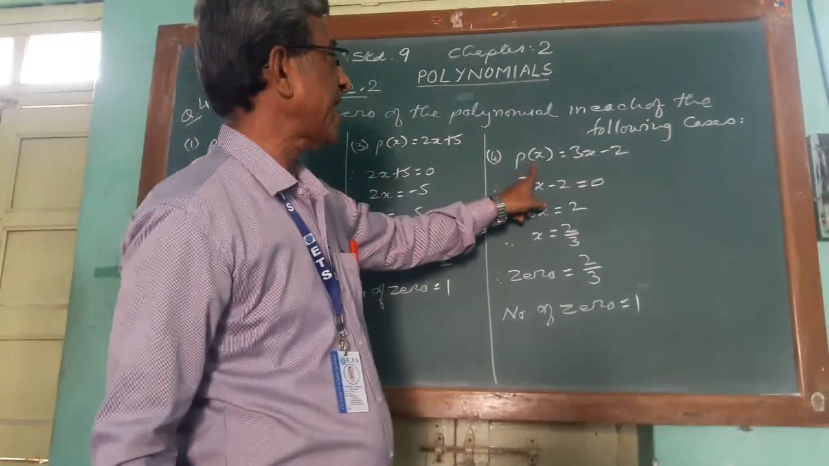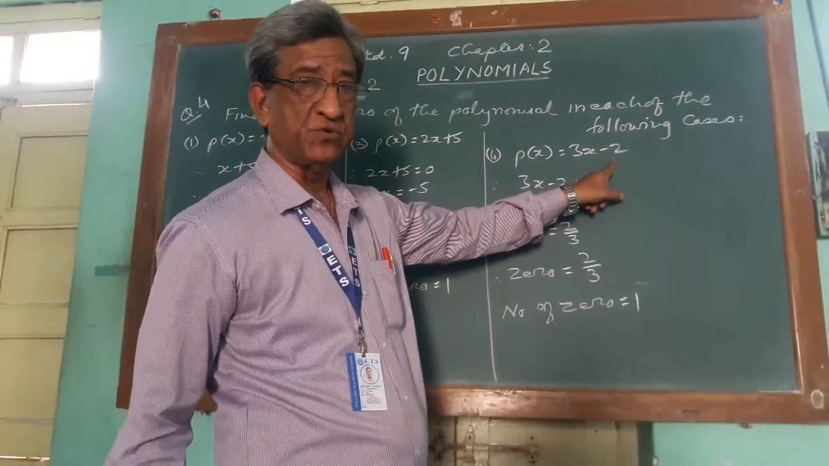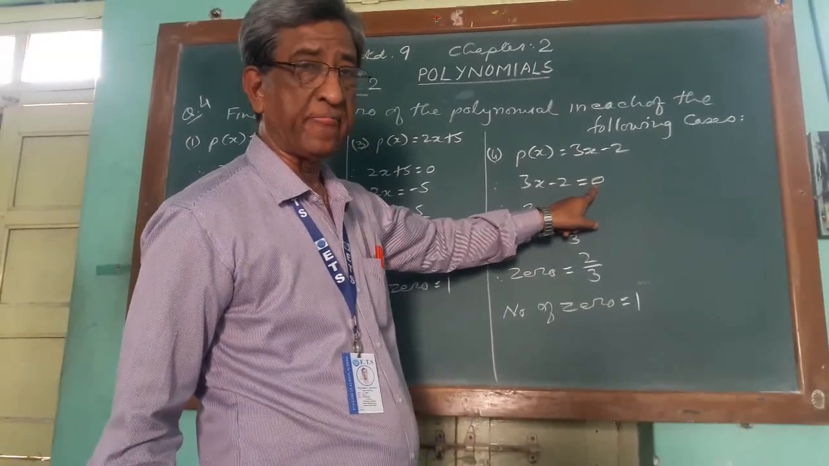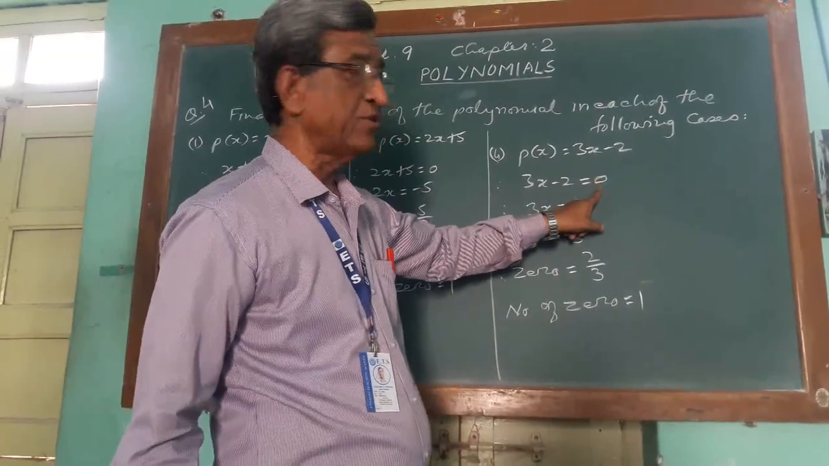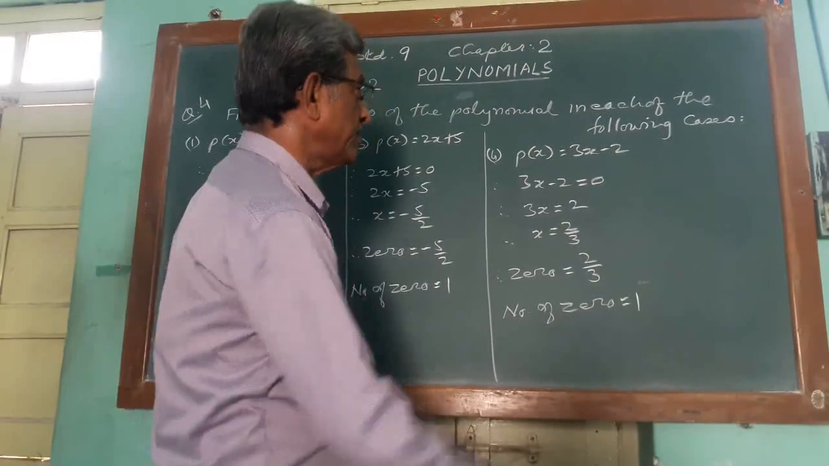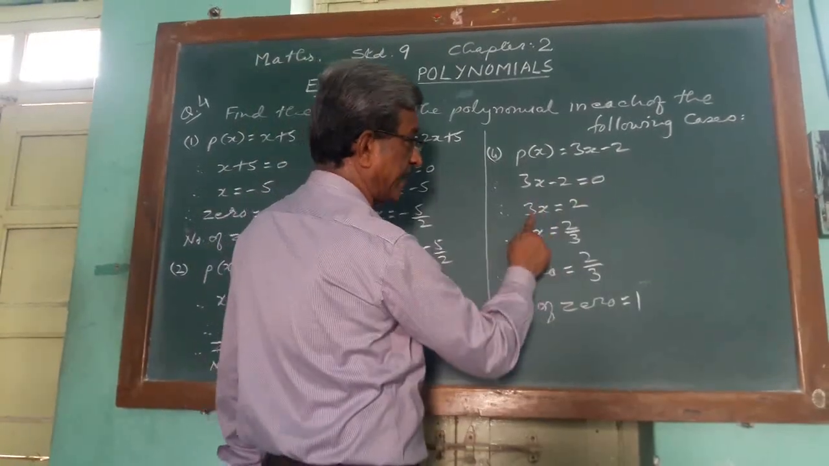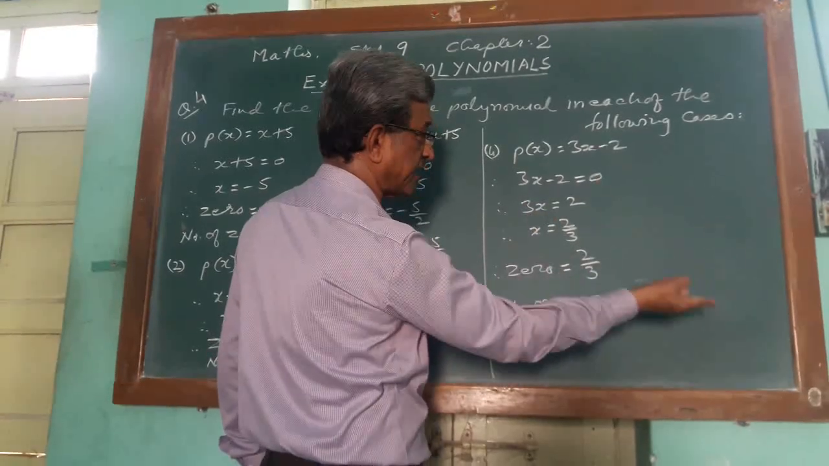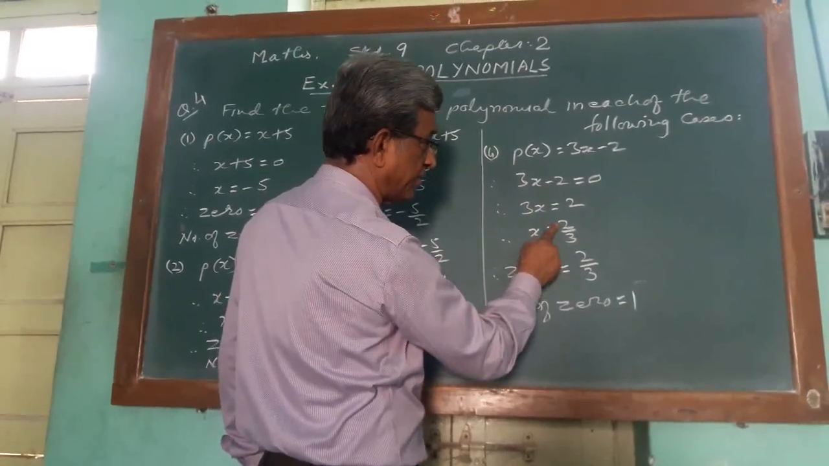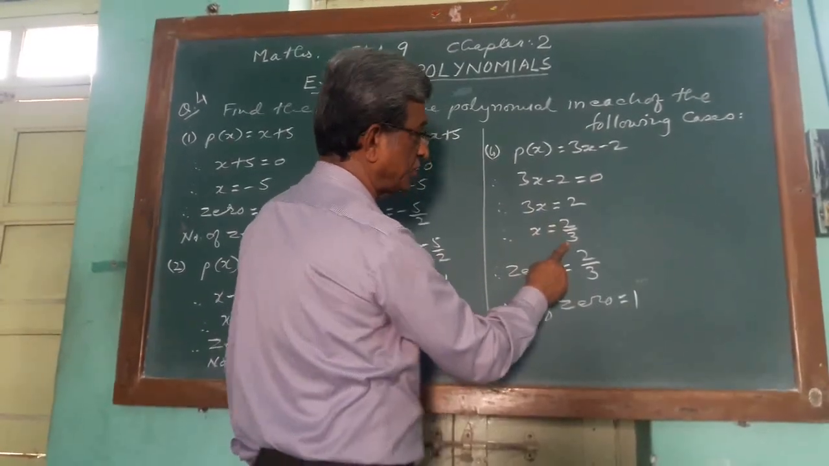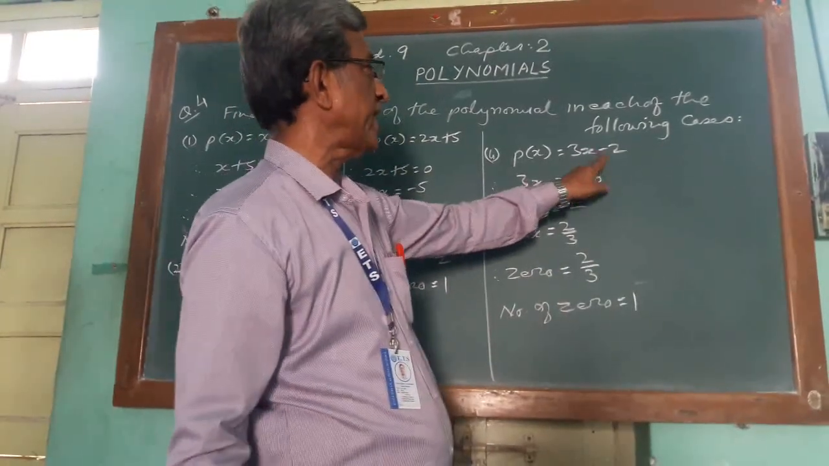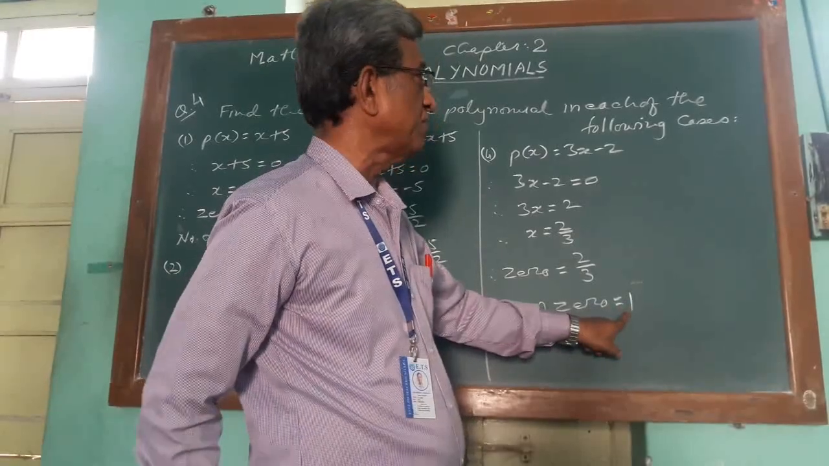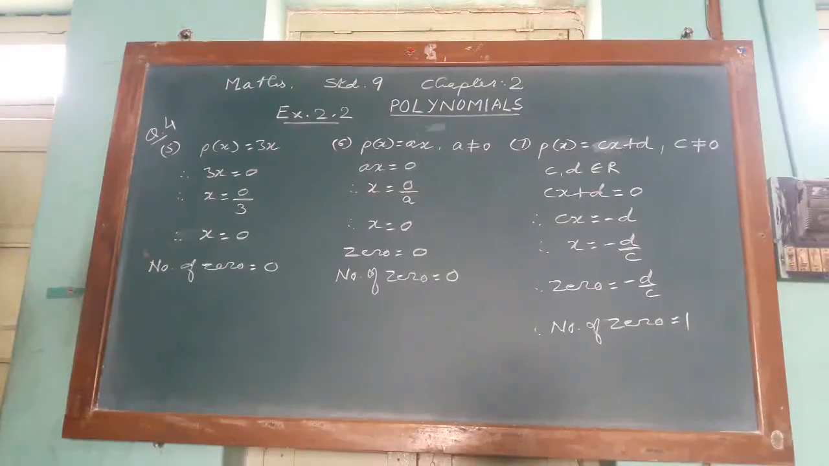Fourth, p(x) equal to 3x minus 2. Let the given polynomial be equal to 0. 3x minus 2 equal to 0. Take 2 on the other side, so you will get 3x equal to 2. Now take 3 also on the other side. That will give you x equal to 2 upon 3. So the zero of the given polynomial 3x minus 2 is 2 upon 3, and the number of zeros is equal to 1.